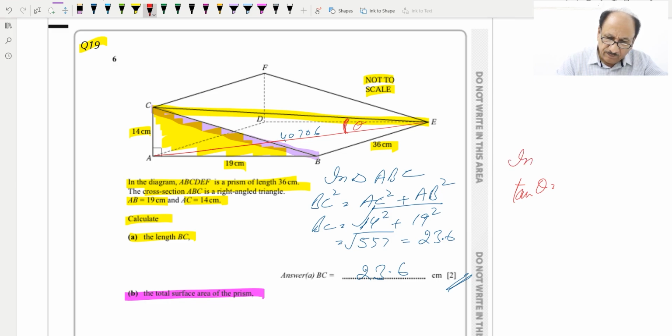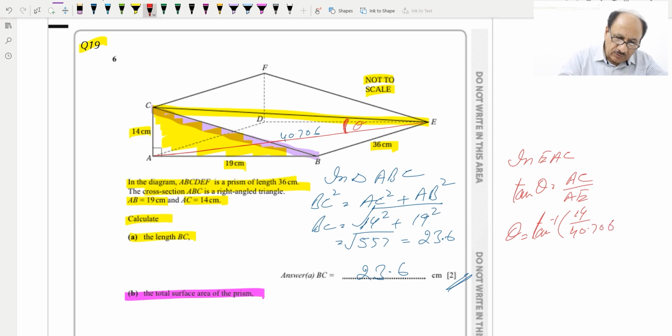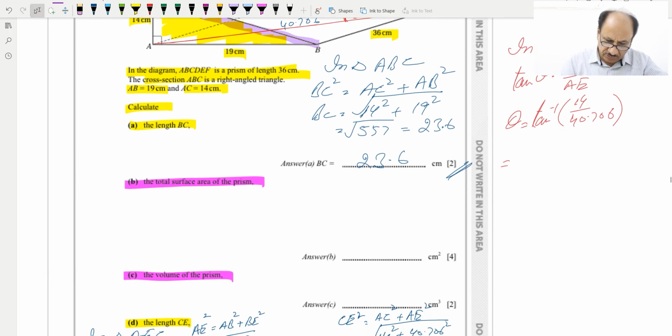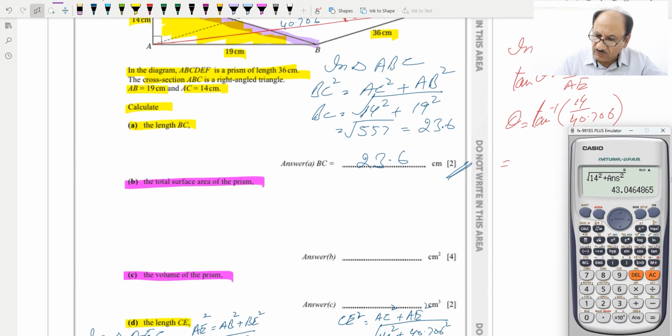In triangle AEAC, tan theta will be AC over AE. So theta will be equal to tan inverse of AC, which is 14, so 14 over 40.706, and then the rest will be the calculation part. We can do the calculation with the help of a calculator.